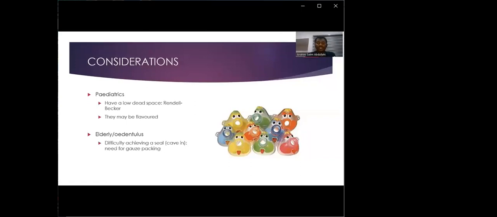And then, of course, in elderly patients, there is difficulty in achieving a seal because of the caving in of the cheeks and the loss of teeth, so it is difficult to achieve a tight seal. So sometimes one needs to use gauze to fill in the area of leakage, or to make a ball of gauze and put it in the cheeks, so that it will help to achieve a tight seal.